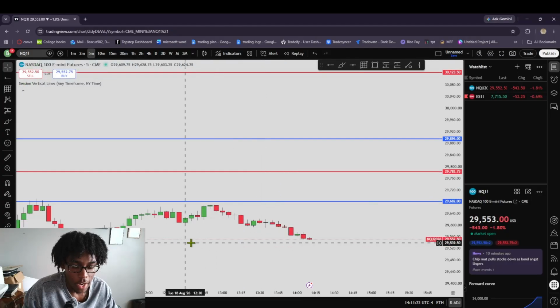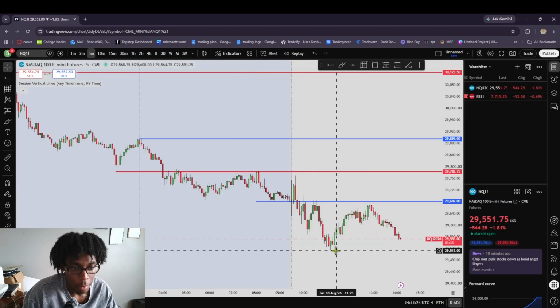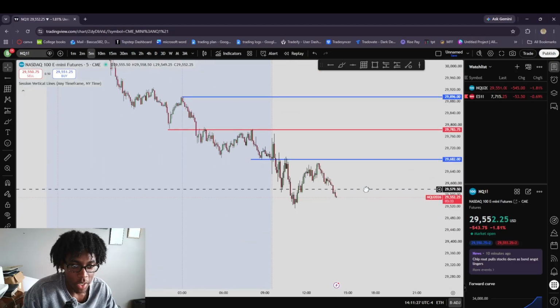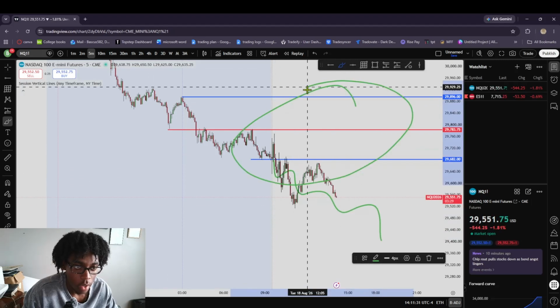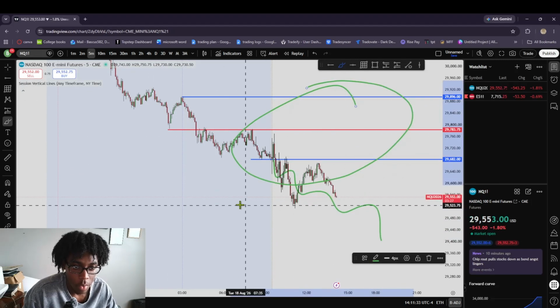So right now, today was a pretty crappy day for price action, number one, because it was just pretty choppy at first, and then notice how we displaced under all of these key levels that we just marked out.